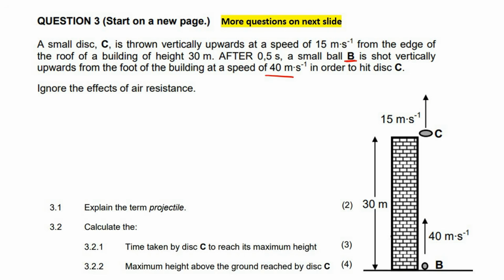Okay, so we've got some random stuff going on here. In the beginning, we've got someone who throws a disc upwards from this height over here at 15 meters per second. 0.5 seconds later, someone or something shoots a ball upwards at 40 meters per second. Okay, so the very first question says, explain the term projectile.